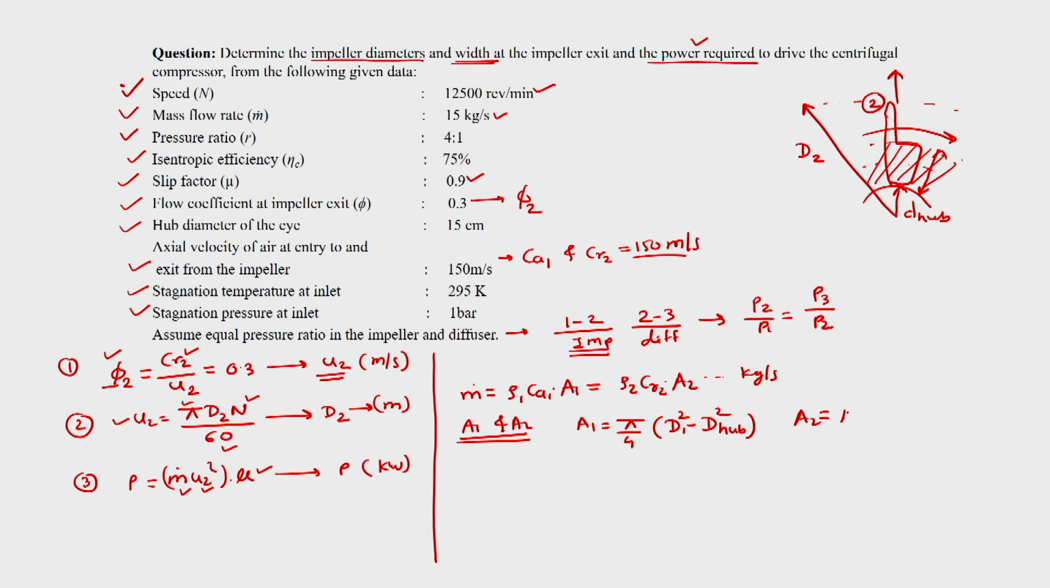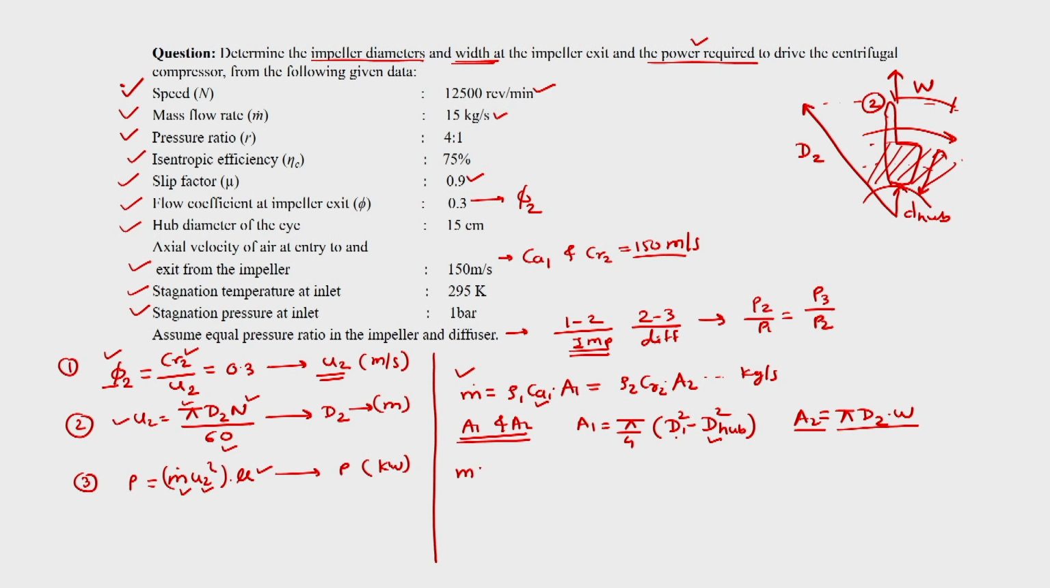and for the outlet we have the area pi d2 into w, which is the width between this blade and the next blade. So we have this as the area at the outlet. We can use these formulas. Mass flow rate is known. So here we know the axial velocity, we know d hub, but we don't know d1.